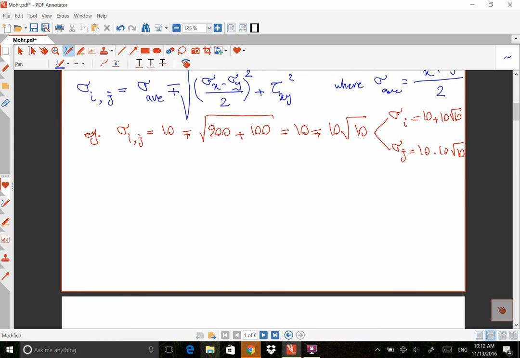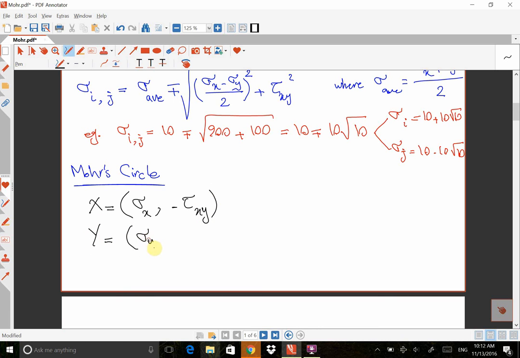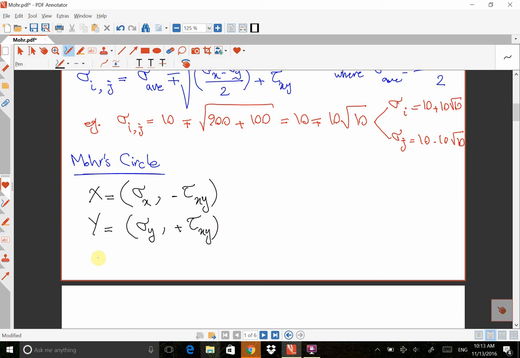The second way, and then I'm going to talk about the third one, is using Mohr's circle. In order to use this method, we need to define three points. The first point that we need to define is point X, and that point has X and Y value. The X value is normal stress, and the Y value is negative shear stress. For point Y, the X value is the other normal stress, sigma Y, and this time the Y value is plus shear stress. And finally, the point C is the average stress and zero.